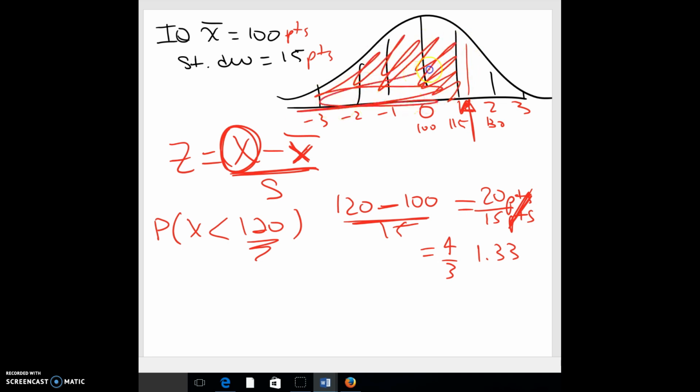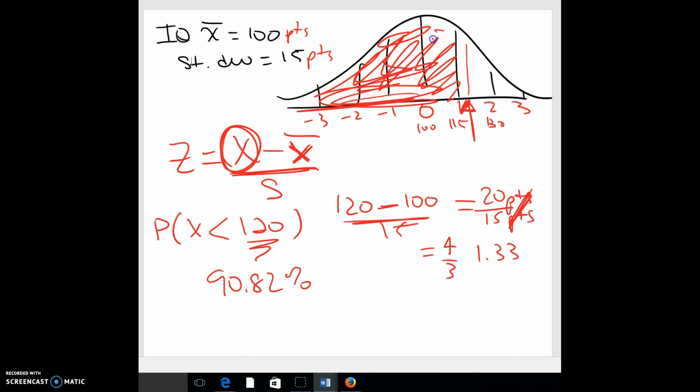And it goes everybody that's less. So someone that is 100, someone that's 110, anything like that. So again, what was my percent? 1.33 was what? 90.82. So 90.82% of people are going to have an IQ at a cutoff of 120, so 120 or less, which makes sense.